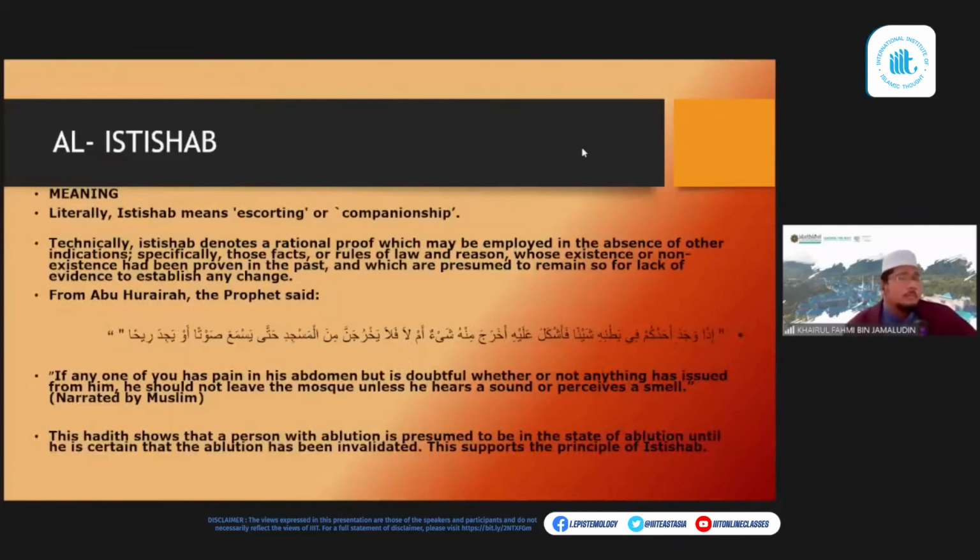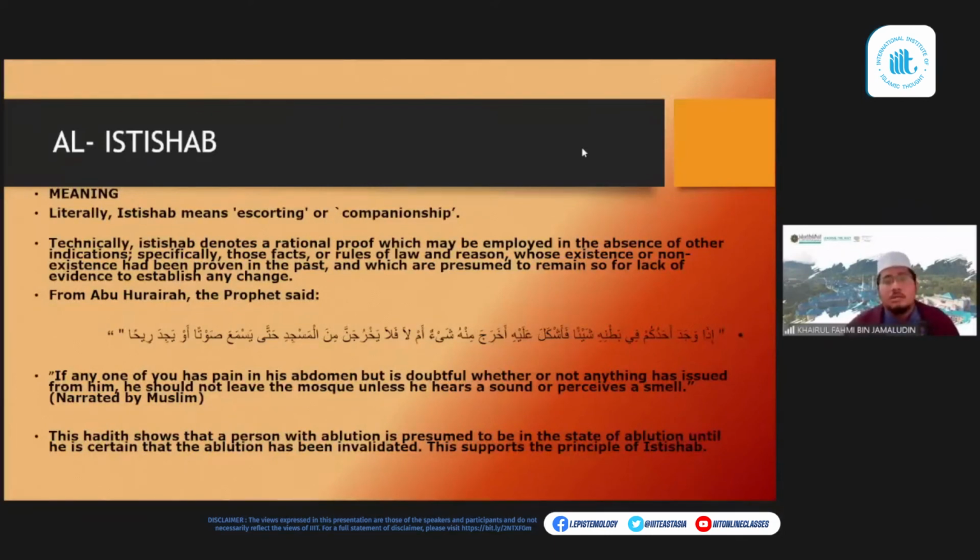Next, we move to another source, istishab. What is istishab? Literally, it means escorting or companionship. Technically, istishab denotes a rational proof which may be employed in the absence of other indication, specifically those facts or rules of law and reason whose existence or non-existence had been proven in the past, and which are presumed to remain so for lack of evidence to establish any change.